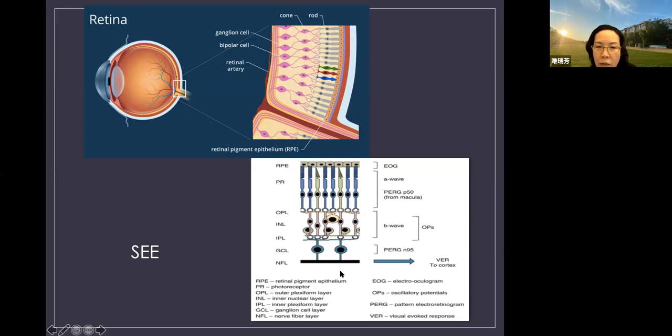If we have a disorder that selectively damages the ganglion cells, we know the PERG, especially the N95 waveform, will change. So we need to know the contributions of the cells to our vision, and then if we know a disorder, we'll know the basics of the anatomy, and we'll know how to choose the right examination.